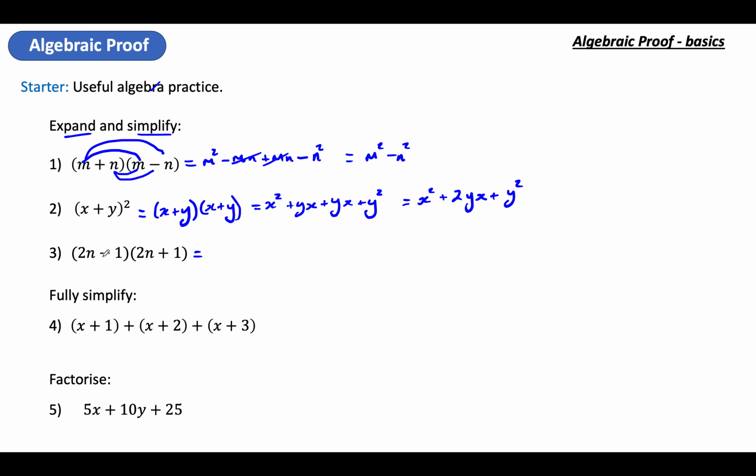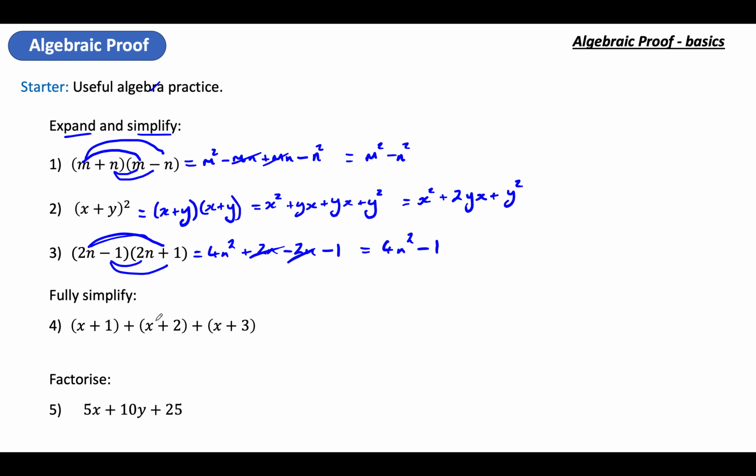And this one, 2n minus 1, 2n plus 1. Well, if we're doing FOIL, we do 2n times 2n, so that's 4n squared. We do outers, so 2n times the 1, so that's just 2n. Then we've got negative 1 times 2n, so let's take away 2n. And negative 1 times positive 1 is negative 1. And when you simplify that, those two middle bits cancel out to leave 4n squared, take away 1.